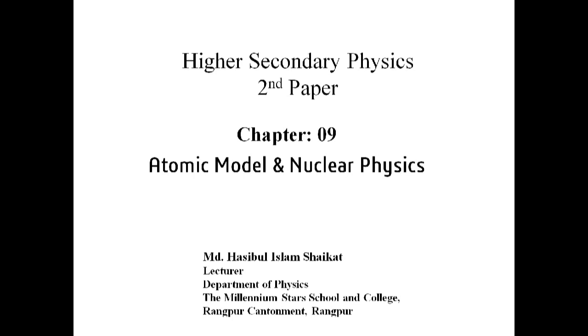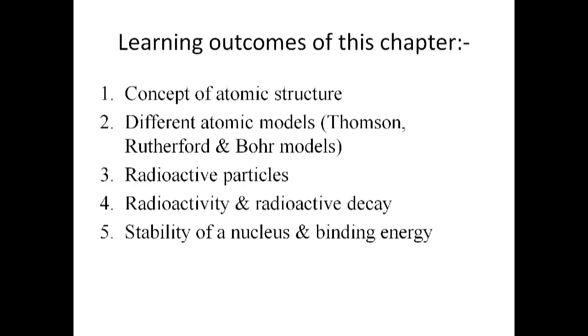Today's lecture is on the higher secondary physics second paper, chapter 9, atomic model and nuclear physics. Learning outcomes of this chapter: the concept of atomic structure, different atomic models, the Thomson model, Rutherford model and Bohr model. Radioactive particles, basically a brief discussion on the alpha, beta and gamma particles. Radioactivity and radioactive decay, stability of a nucleus and binding energy. We also include the mass defect and binding energy per nucleon. Okay, let's go to the next slide.